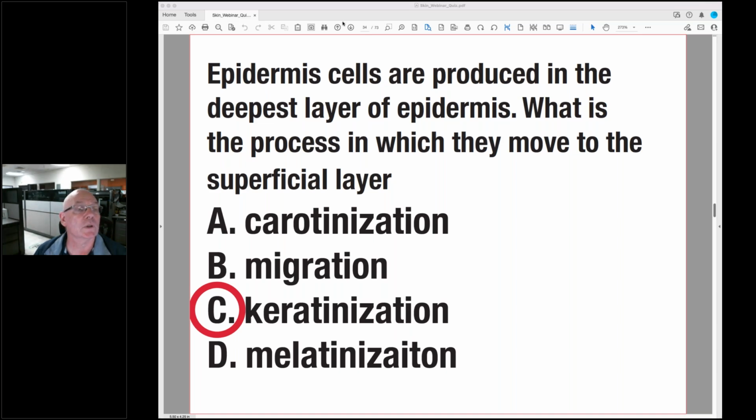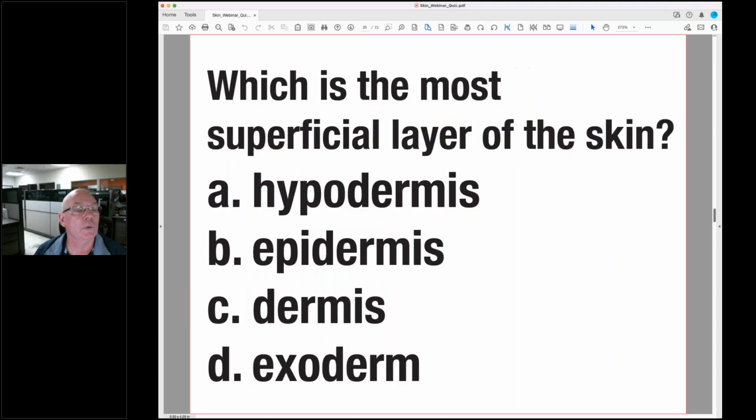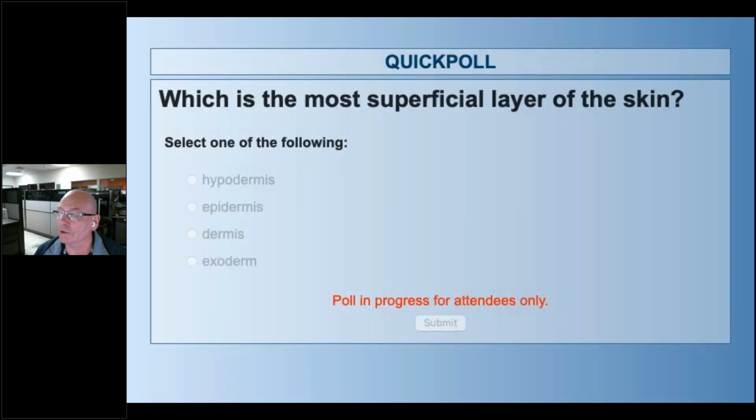Okay, next question. Which is the most superficial layer of skin? The answers are hypodermis, epidermis, dermis, or exodermis. What is the most superficial layer of skin?